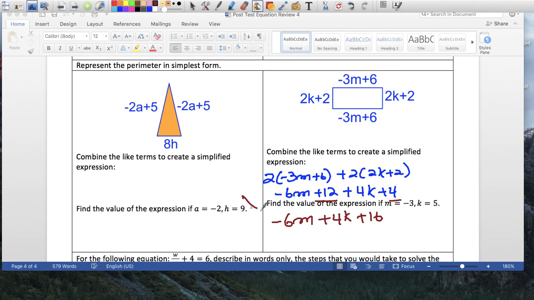This is what gets you 1 point. If you leave it like this, or like this, these two lines, you're not going to get a point, because it's not a simplified expression. Now substitute. Wherever you see m, I'm going to put negative 3, so it's negative 6 times negative 3, plus 4 times k, which is 5, and then plus 16. Negative and negative is positive, 6 times 3 is 18. Plus 4 times 5 is 20. Plus 16. 38 and 16 should be a total of 54.